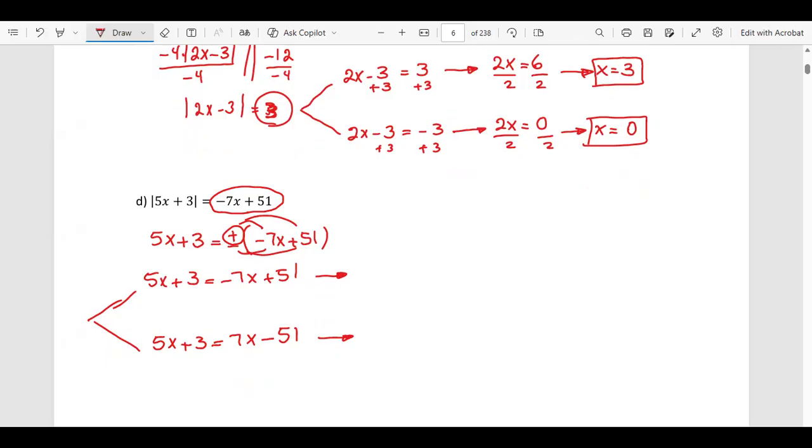Now it's time to find the x. And to find the x, based on what we learned for linear equations, we need to have x terms on one side and constants on the other side. If I want to have x on the left, I need to move 7x to the left side, and I need to move 3 to the right. So we get 12x, which is equal to 48. And now to isolate the x, divide both sides by 12. And the x must be equal to 4.